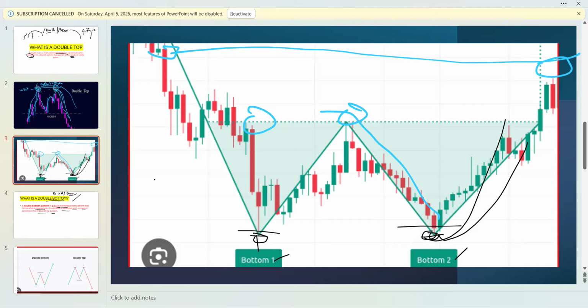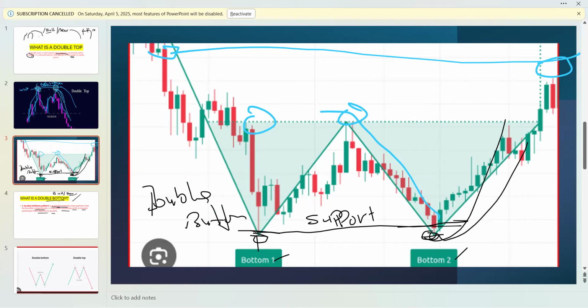So what does it mean? Whenever you see a double bottom, that means it's at the support. You always identify a double bottom at the support. Anytime you see a double bottom, that's a reversal back up. We call that bullish, going up.